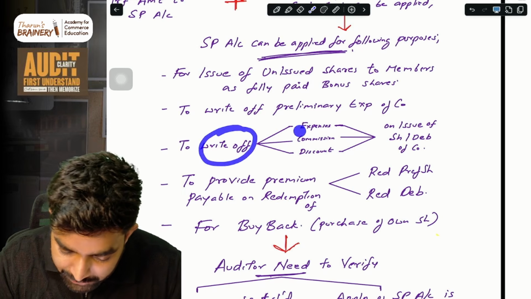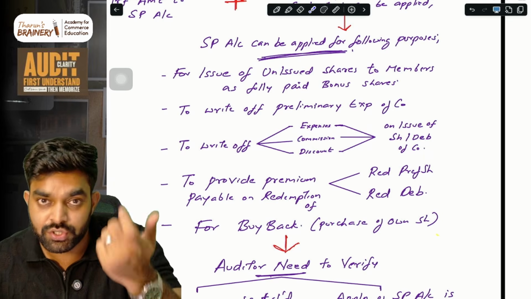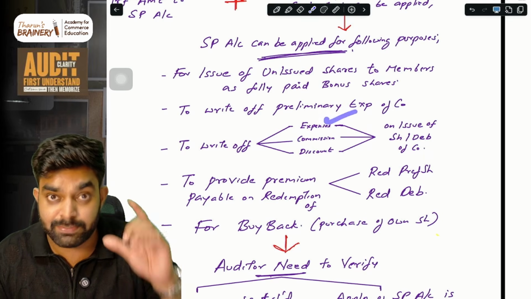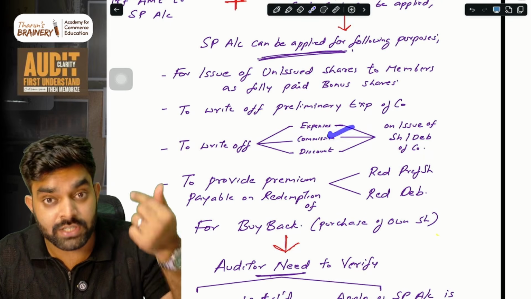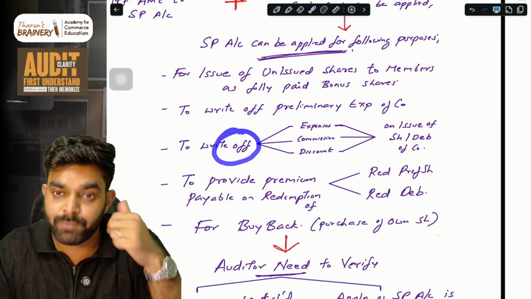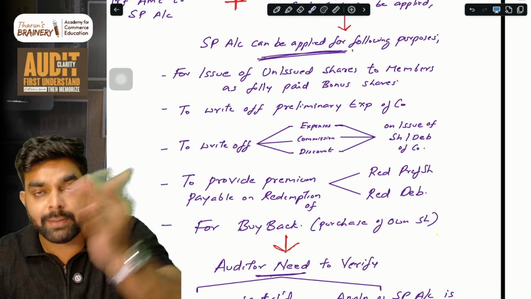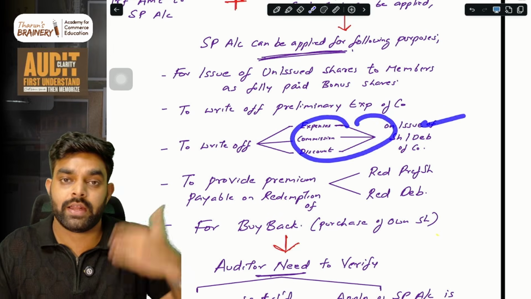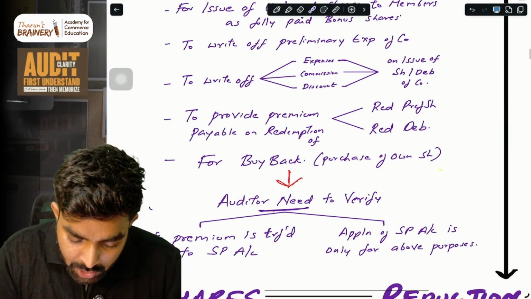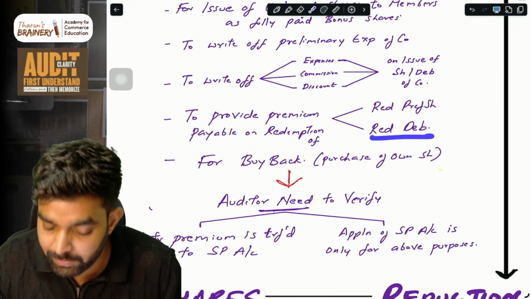Then to write off the expenses, commission or discount on issue of shares or debentures. When you issue shares or debentures, there may be certain expenses you have to pay, or some commission you have to pay, or some discount you issued, all these things. To write off those things, you can use the securities premium account. That is, whatever amount is there in the securities premium account, you can debit that amount and credit this, and write it off.